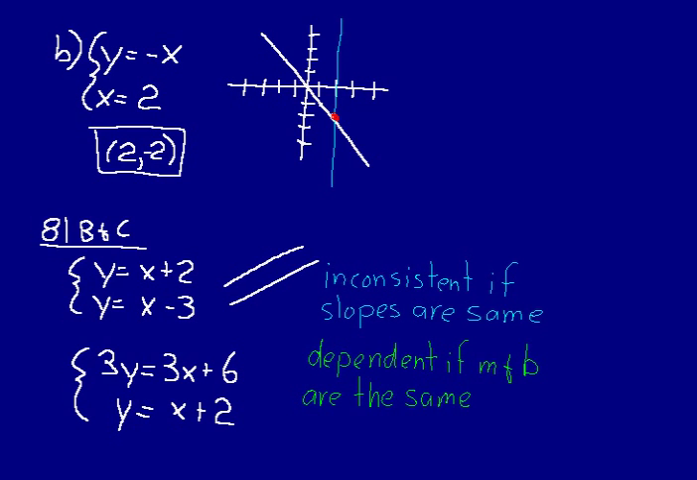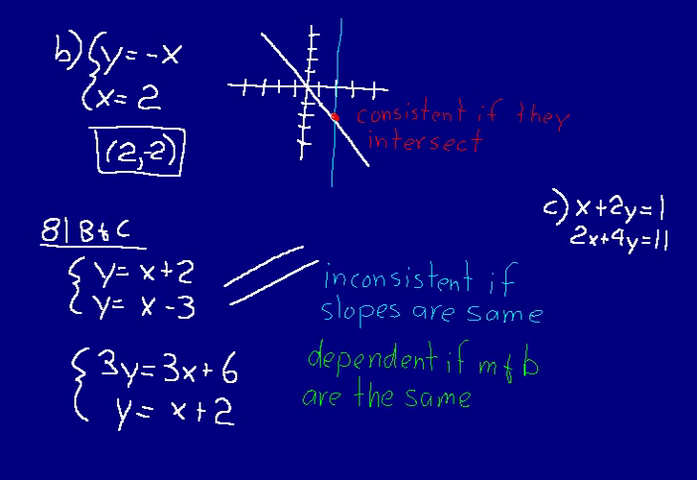Now, there's another type of equation or system of equations, and that's called a consistent set of equations, and they're consistent if they intersect at some point. So like practice problem A and B, those would be considered consistent equations. So if they intersect, they are considered consistent.